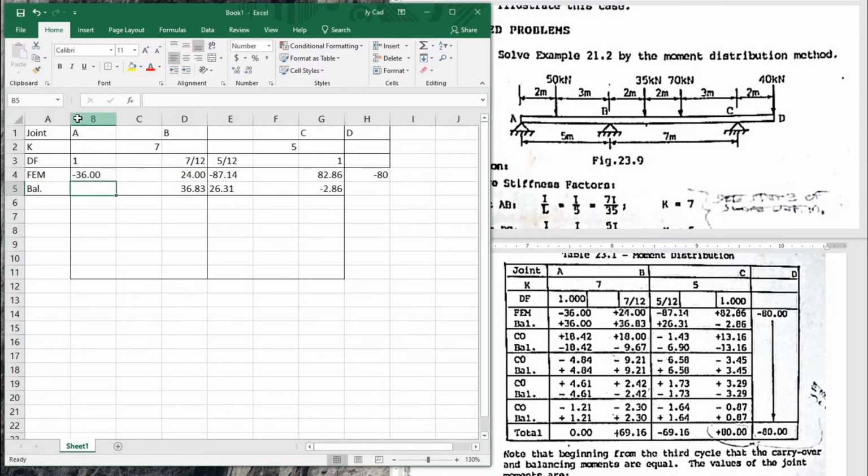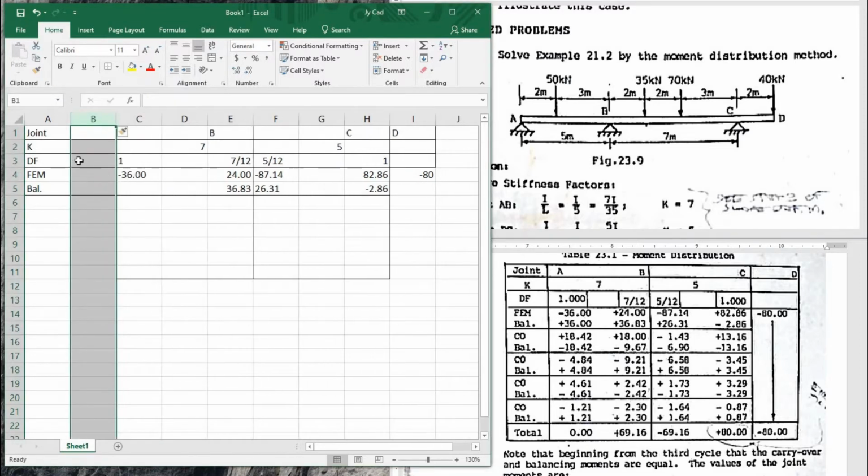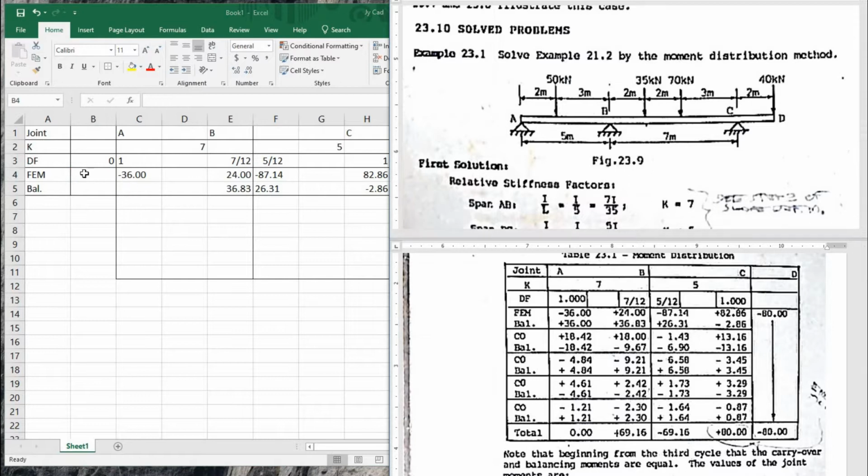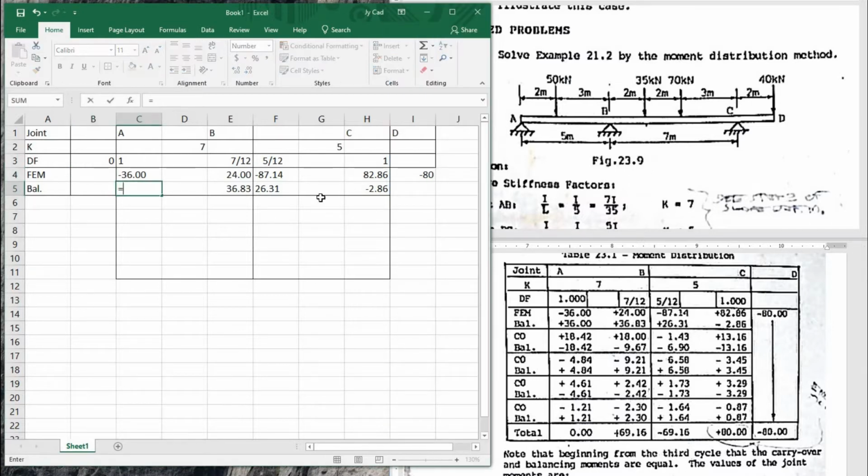Kung mag-insert, let's say, mag-insert tayo ng column dito, ano? So, may distribution factor dito na 0 din, tapos walang load dito. Okay? Unlike dito sa D, may negative 80. So, dito, walang load. So, 0 yan. So likewise, equal sign, negative, then the sum, negative 36 plus 0 times distribution factor na 1, magiging 36. Okay? Dito naman, 0 rin.